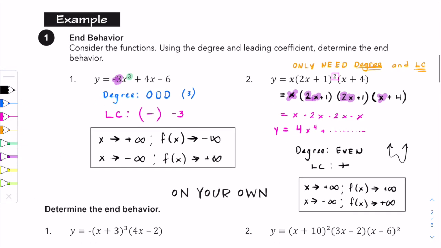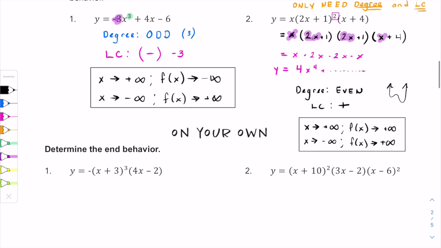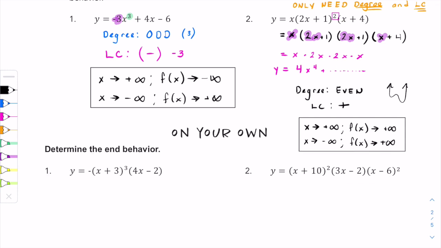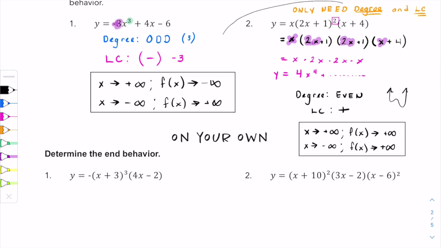Okay, I want you to take a moment and do the on your own section by yourself. These are both functions that need to be multiplied into standard form. But instead of multiplying all of the terms, just do what we did right here in number 2 and multiply the first term of every factor. Because this is a long video and it's a long note sheet, I'm going to save time and not write out my answers to the on your own section, but the answers are posted on my website under the note sheet.